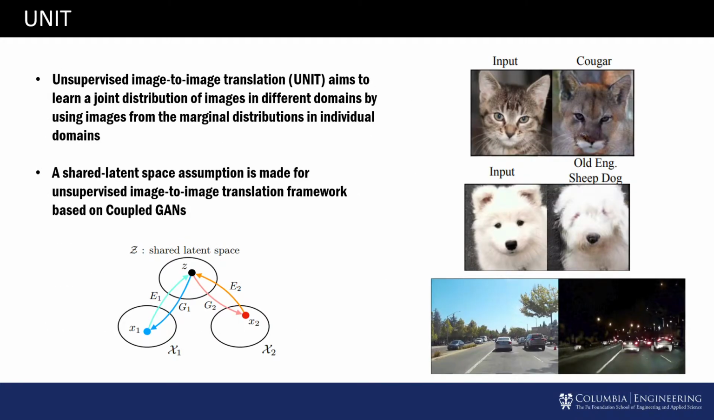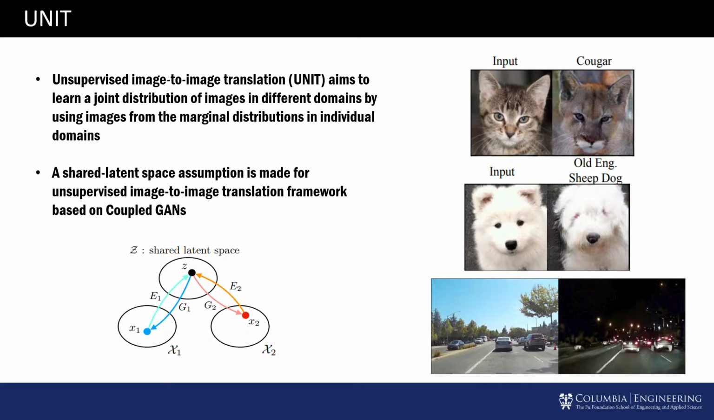Third architecture that we want to work with is UNIT, or unsupervised image-to-image translation. And for this methodology, the innovation that the NVIDIA researchers are presenting is that they're now trying to learn a joint distribution of images in different domains by using images from marginal distributions of those domains. And now they're analyzing GANs and utilizing it in a more probabilistic approach.